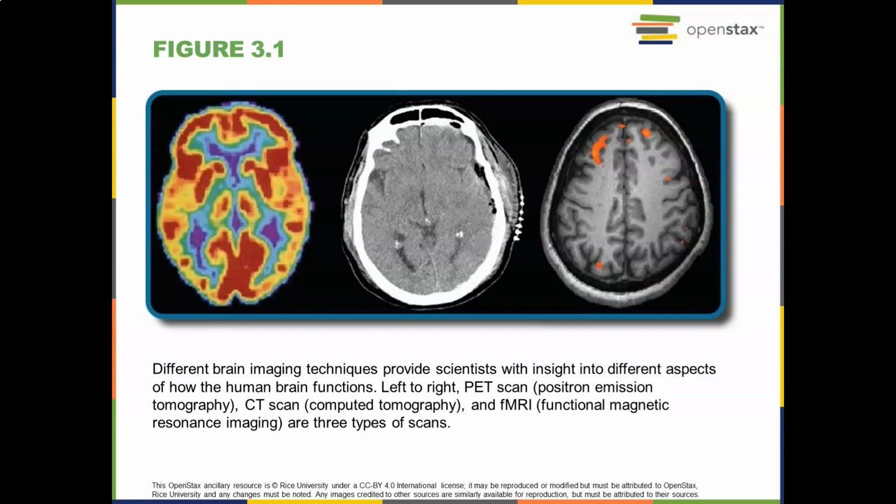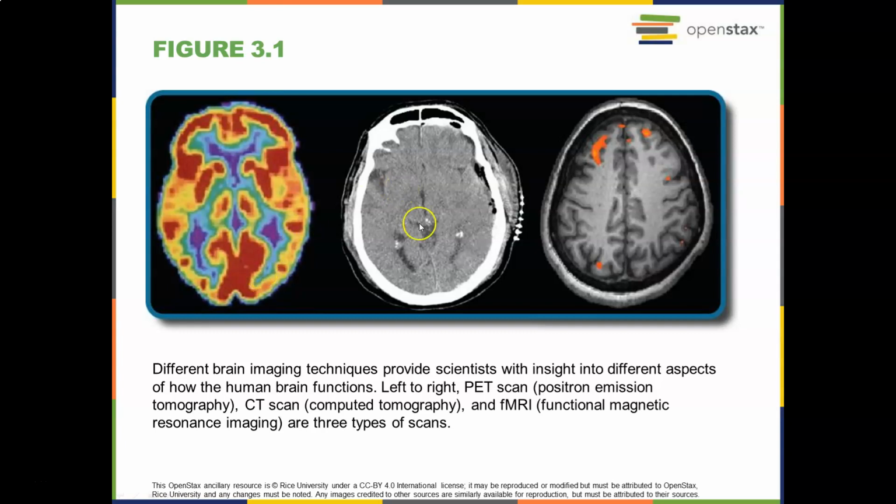So first of all, neuroscientists, when they're looking at the brain, will use what's called brain imaging techniques, such as, from left to right here, a PET scan. That stands for positron emission technology. Don't have to memorize that, don't have to worry about it, but just to give you some examples here.